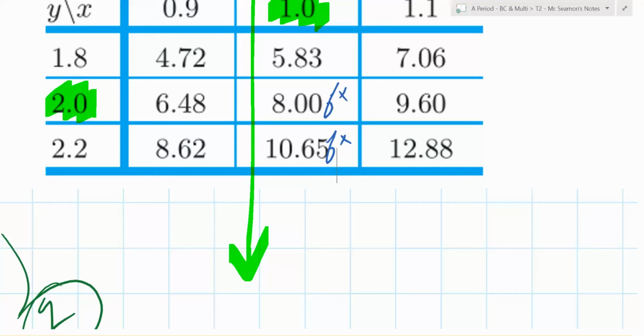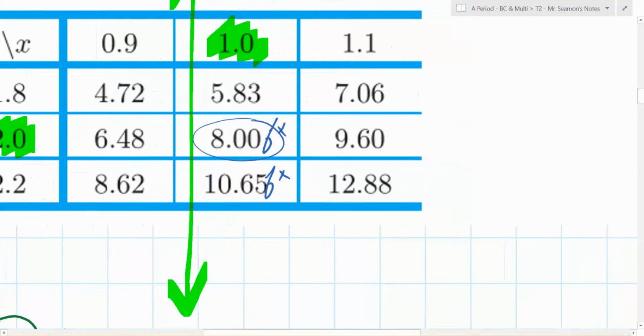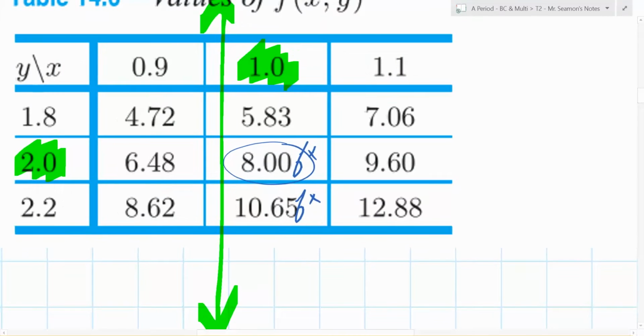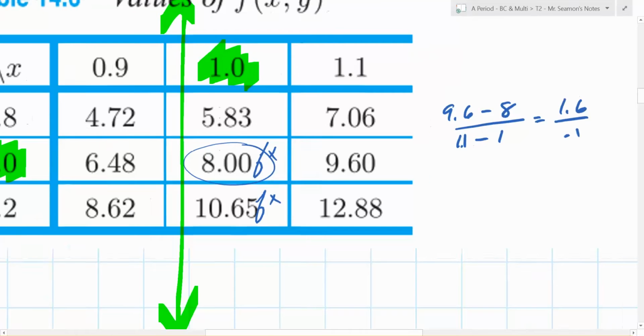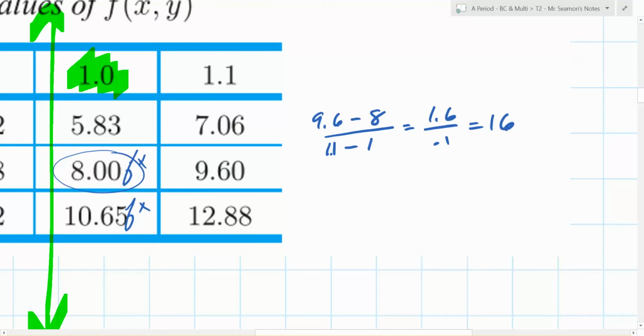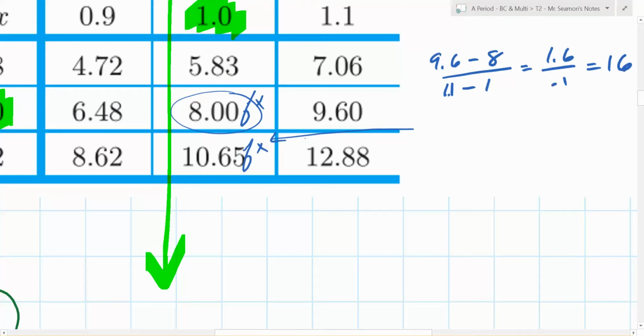So what that means is we need to come up with fx at both of those points. How do you figure out what fx is at 1, 2? How do you figure that out? It's going to be 9.6 minus 8 over 1.1 minus 1. So that's going to be 1.6 over, which is 16. So how do we go about finding this fx value right here?